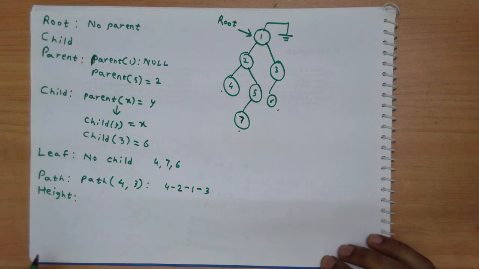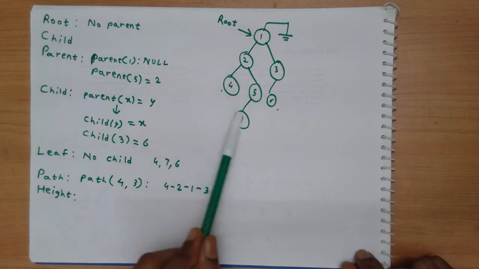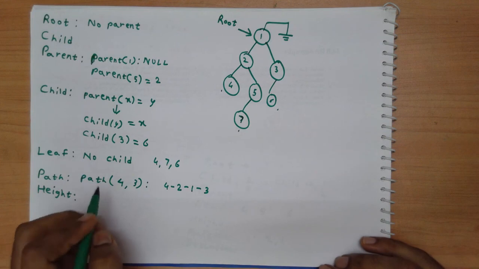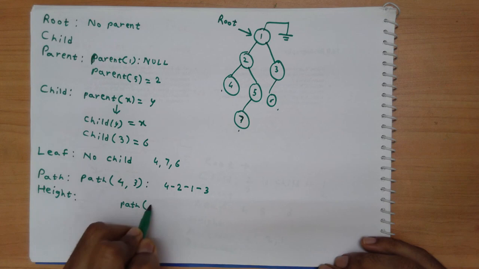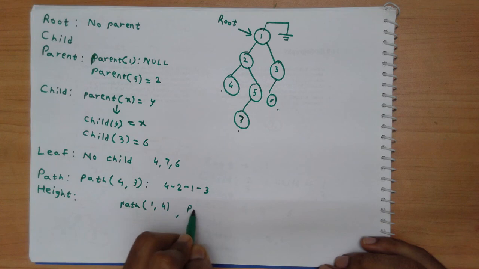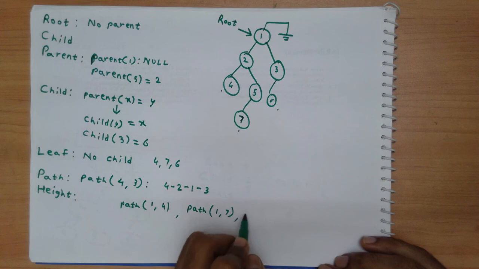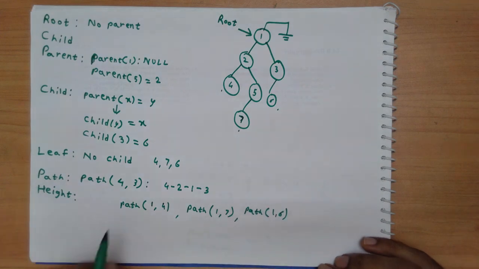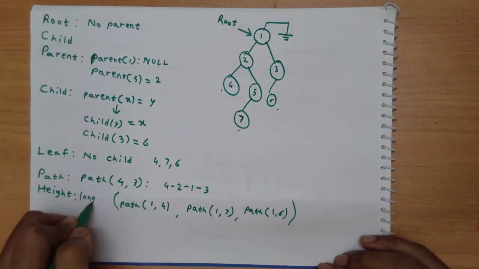So basically, height of the tree is the longest path from root to any leaf. Okay, so I would ask the question, which are my leaf nodes? So I have 4, 7 and 6. So I would have path 1 to 4. I would also have path from 1 to 7, and I will also have path from 1 to 6. Okay, and height of tree would be, out of all these, find the longest path.